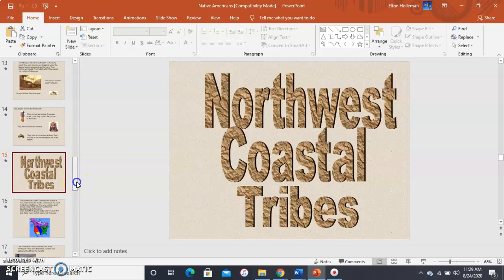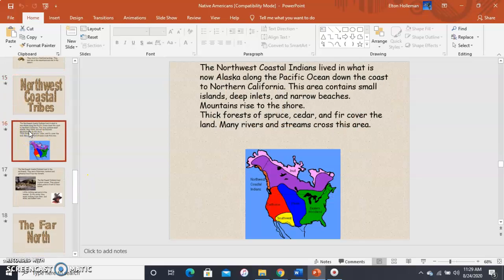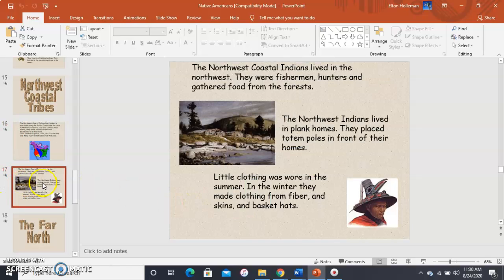So the Northwest Coastal Tribes, once again, here's a good map for you. The Northwest Coastal Indians lived in what is now Alaska, along the Pacific Ocean, down the coast to what is today Northern California. This area contains small islands, deep inlets, and narrow beaches. Mountains rise to the shore, and thick forests of spruce, cedar, and fir cover the land. Many rivers and streams across this area. You're looking at this orange area here, and it goes down really to what is today Washington State, Seattle, those areas. But back then that was the California region.